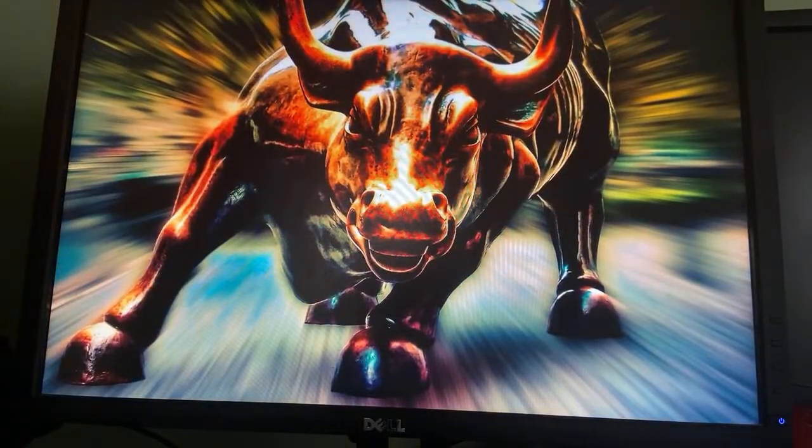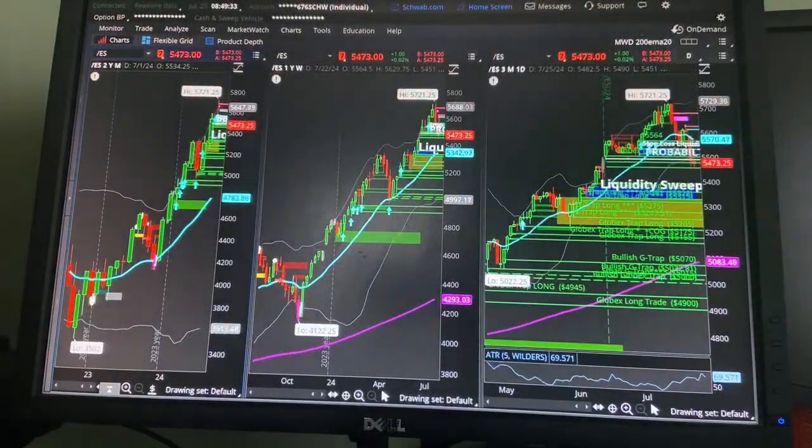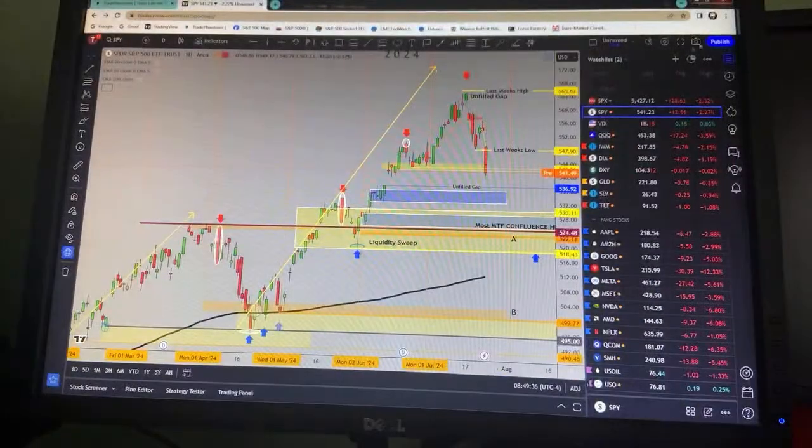I'm going to be utilizing Thinkorswim and TradingView. I always get questions about that. So this will be TradingView, but this is going to be Thinkorswim in the background here.